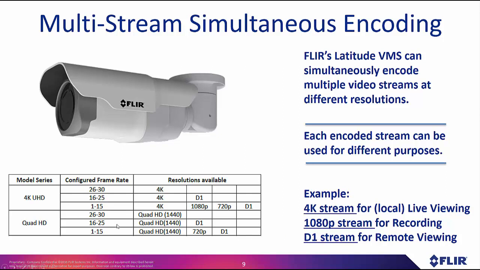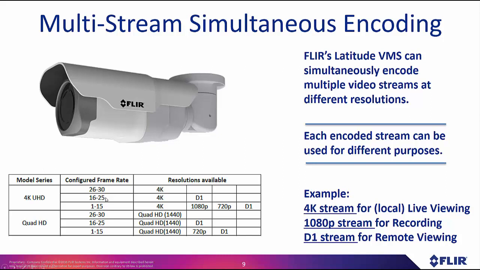So let's take a look over here on the left-hand side and what this chart really means. If you look at this, it's broken down into two different cameras, our 4K camera and our Quad HD camera, which is a 1440p camera. And you can see each one of them has three lines. We'll stick to the 4K for now. If you look at the very top, the configured frame rate is the important category right here to know about when it comes to the limitations for certain streams. So if you look right here, our 4K camera, if you set the frame rate between 26 and 30, it will send you one stream, the 4K stream.